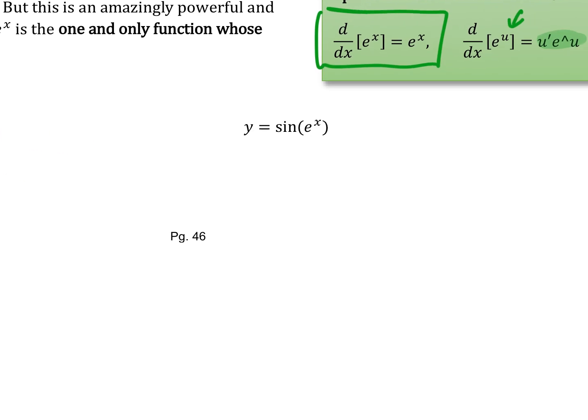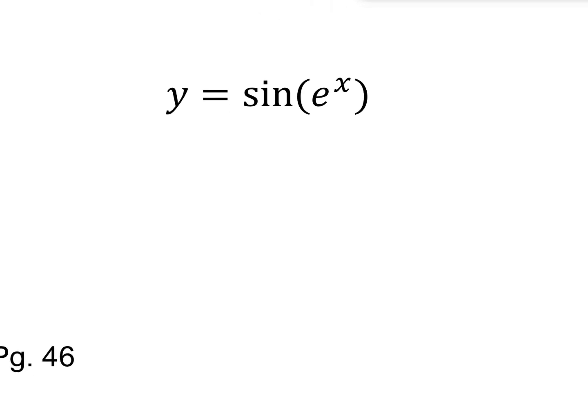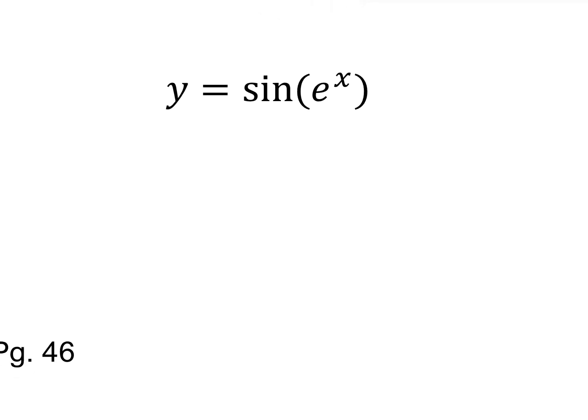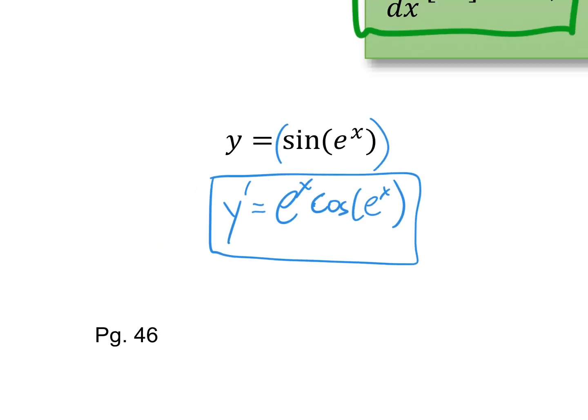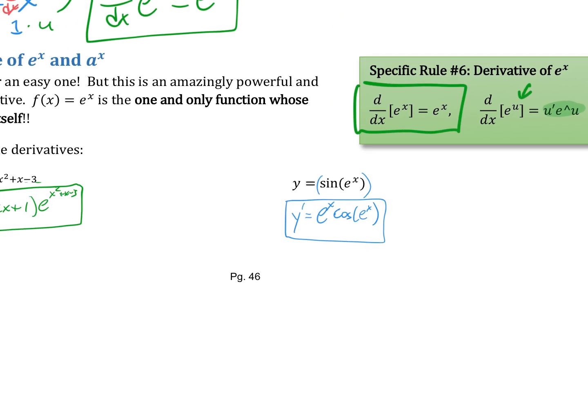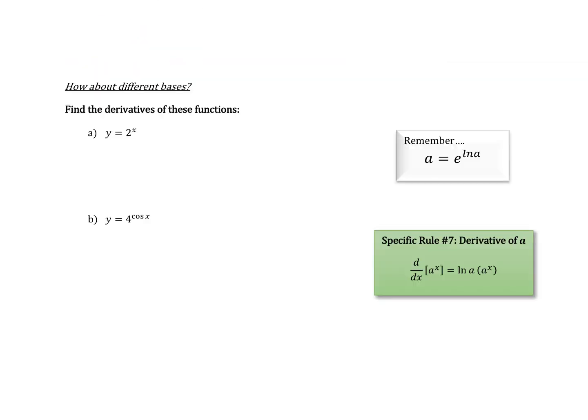How about this? Got a little chain rule going in reverse here. So we've got to take the derivative of the inside. Well, what is the derivative of e to the x? It's e to the x, times the derivative of the outside, which is sine, so cosine e to the x. That's it. Super easy. Derivative of e to the x is e to the x.